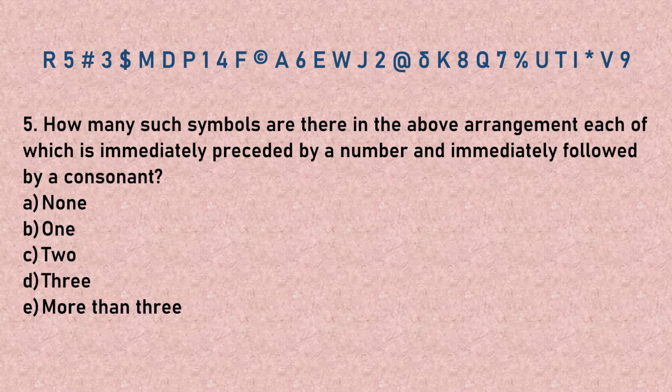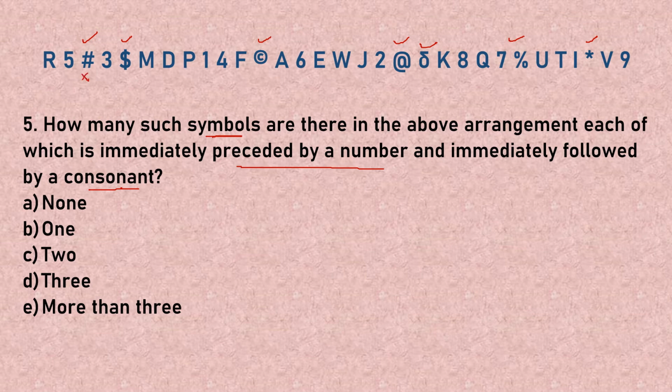In the fifth part of the question, how many such symbols are there in the above arrangement, each of which is preceded by a number and followed by a consonant? So this time we have to look for symbols which are preceded by a number and followed by a consonant. So let us first mark all the symbols. So how many symbols do we have? 1, 2, 3, 4, 5, 6 and one more here, 7. So we have 7 symbols here. We have to find out of these 7 which of these symbols is preceded by a number and followed by a consonant.